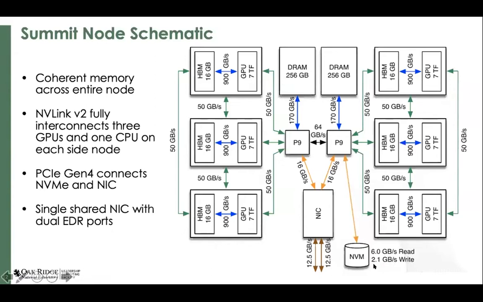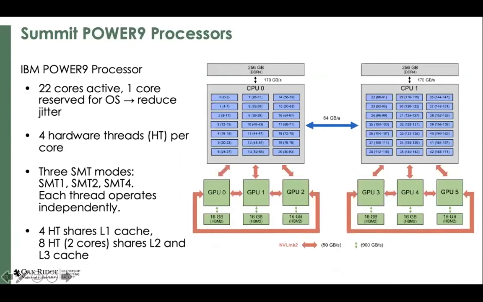Now let's look at the Power 9 processors in a little detail. On a Power 9 processor, you have 22 active cores with one reserved for OS activities. And you have 4 hardware threads per core. So each of the Power 9's physical cores has, you can imagine, 4 slices or hardware threads. These threads provide simultaneous multi-threading, or SMT, support within the core. Now, 3 SMT modes are supported in Summit: SMT 4, 2, and 1.